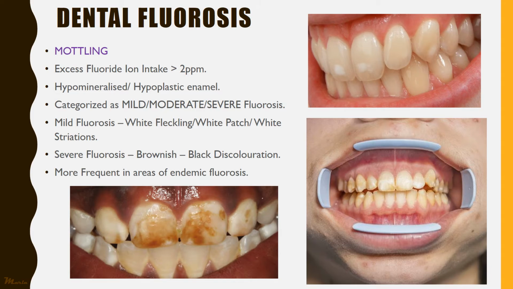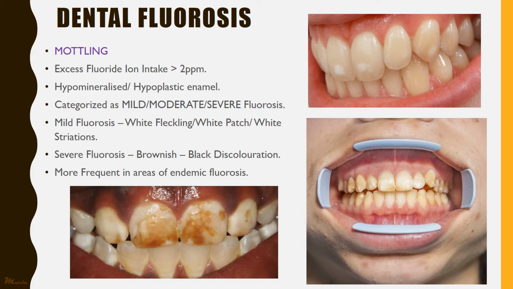Moving on to the next anomaly that is commonly seen in endemic areas where the fluoride content of drinking water is unusually high. This is what we refer to as dental fluorosis, or otherwise referred to as mottling. This developmental anomaly occurs when the fluoride content of the water is more than 2 parts per million. In such instances, it results in either hypomineralized or hypoplastic enamel.